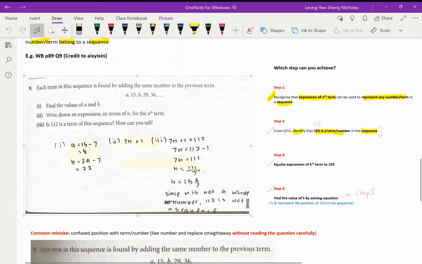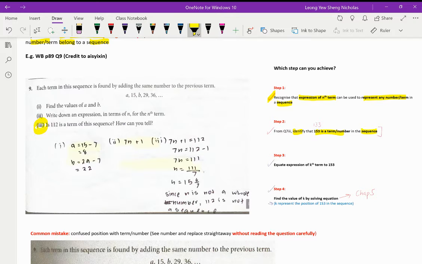So in order to solve this type of question, let's look at question 3. To do question 3, we need to go through these same 4 steps. I'm trying to make it as concise as possible so that you won't be confused whenever you do such a question. So the first step: this type of question tests whether you can recognize that the expression of the nth term can be used to represent any number or term in the sequence that she found in step 2, which is 7n plus 1.